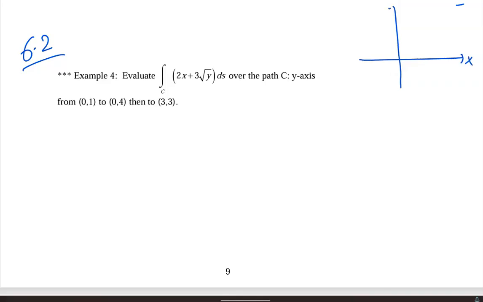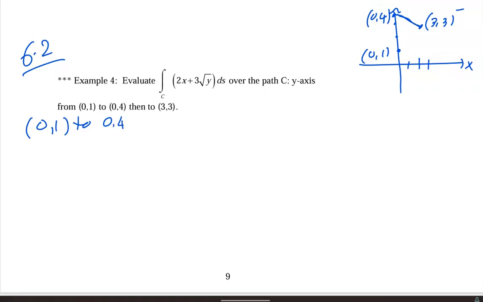So this is x, this is y. You start with the 1, 2, 3, 4. You go up to (0, 4). So (0, 1), start from there, go to (0, 4). That's one path. And then (0, 4) to (3, 3). So 1, 2, 3, and then it goes up to 3. So it's a little bit come down. All right, this is (3, 3). Okay, so let's start with the (0, 1) to (0, 4), in that path.